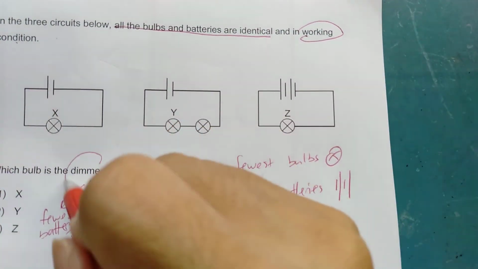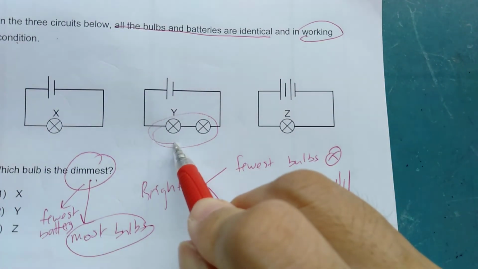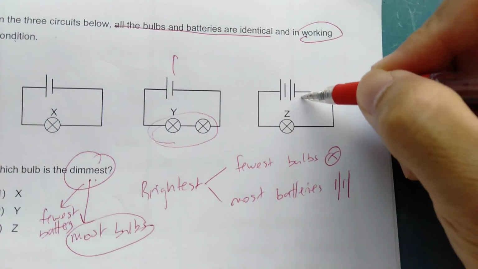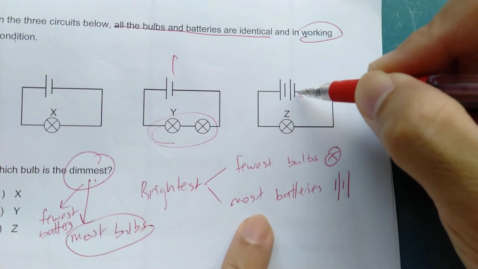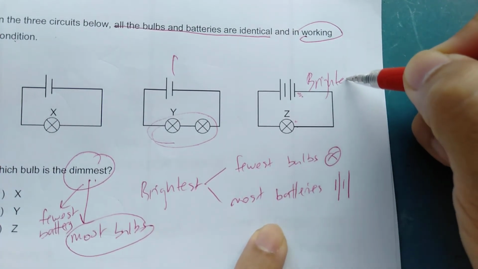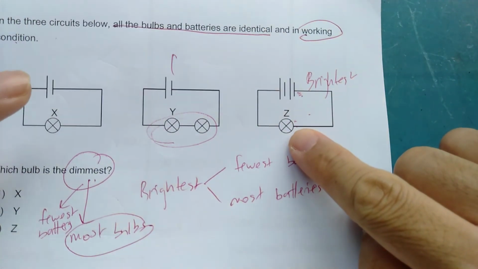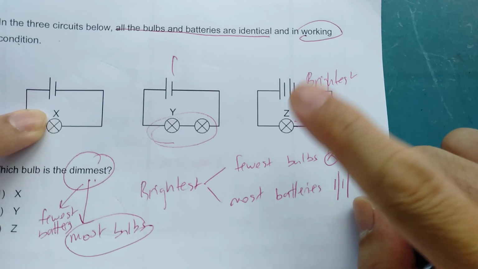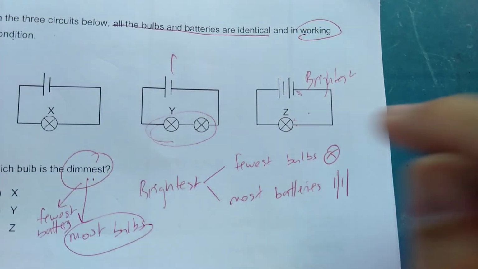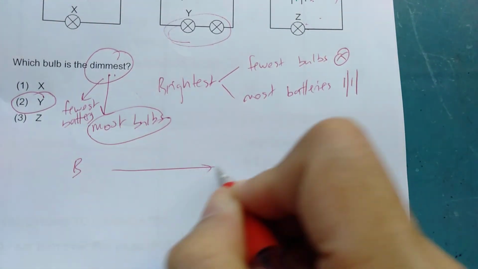You have fewer batteries, less current flow, you see. So I want the dimmest, I want the most bulbs. I see 2 bulbs here and only 1 battery. This is the most battery, and the fewest bulb. So this one will be the brightest. So definitely the answer is not Z. This one, same number of bulbs but fewer batteries. X is less bright than Z. This is the dimmest, one battery, but here two bulbs. The answer is Y.